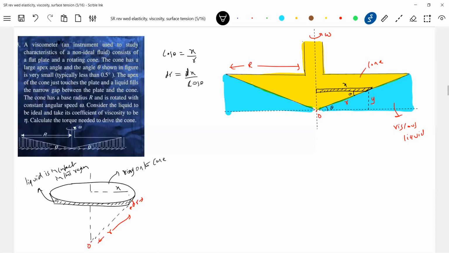I want the area of this element. Anybody? Because in the viscous force, I need the area of contact, no? What is the circumference length? What is the perimeter of this? 2 pi x. And there's a width, no? dr.